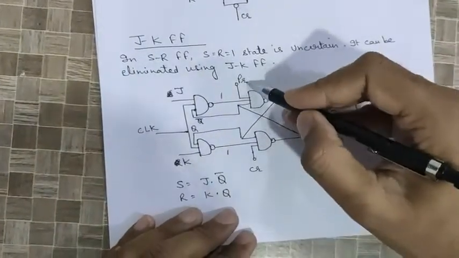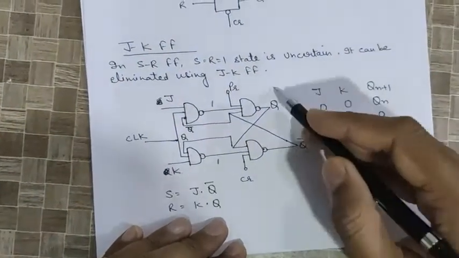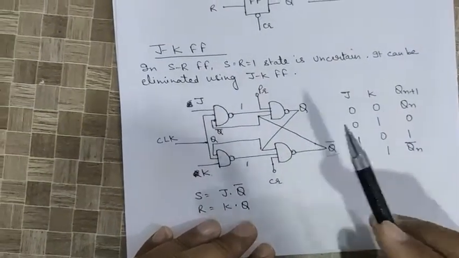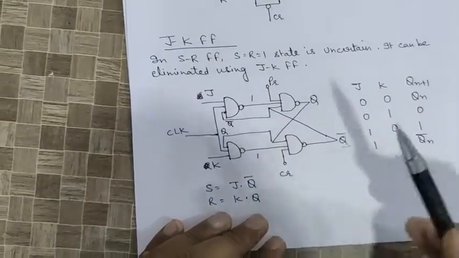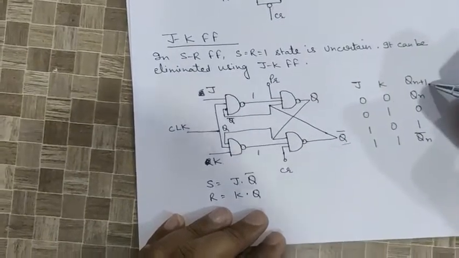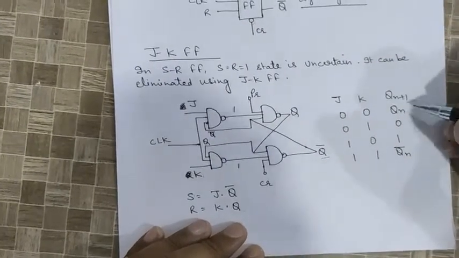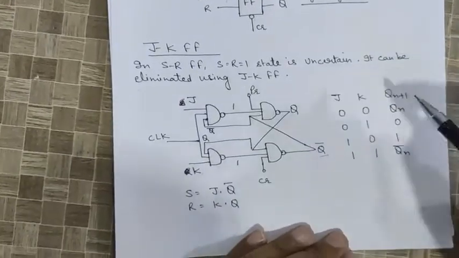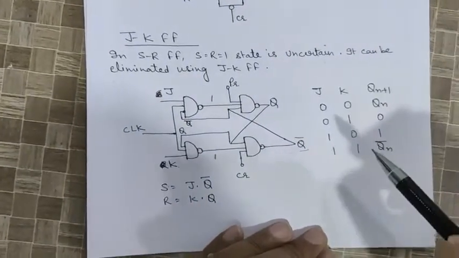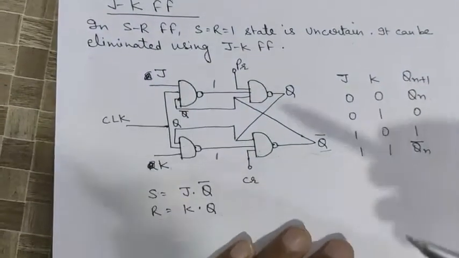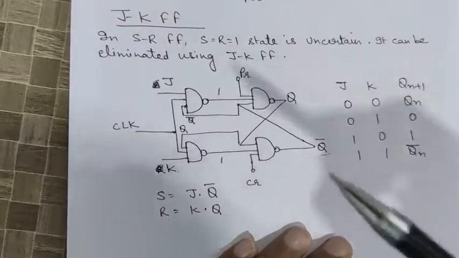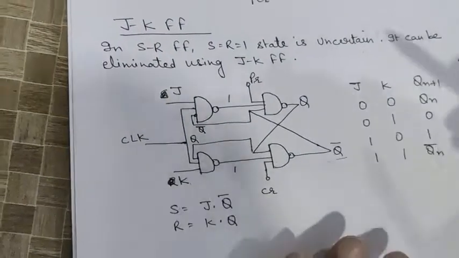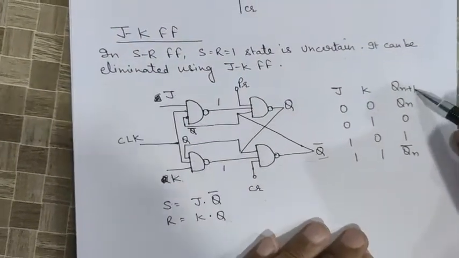So preset is already 1 and clear is 1. Now it will be working as a 1-bit memory cell or latch, and it will have the same value again and again. Here Qn plus 1 represents the next state and Qn represents the present state. Present state means whatever the output is at a particular time interval. If I give this output back as input, then after a certain time interval, like for the next clock pulse, the output changes to Qn plus 1.